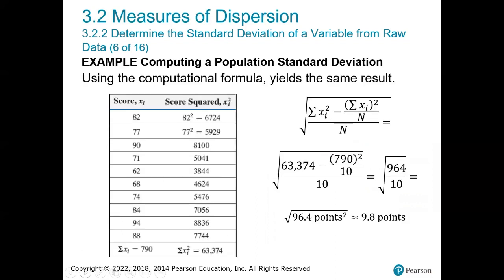Okay. So the computational way to do this is to take all of your scores and add them together. Square all of your scores and add them together. And then you would go to this formula: the sum squared, which is that 63,000, minus the individual sum, take that value squared, divided by how many I have, 10, all over 10, all square rooted.